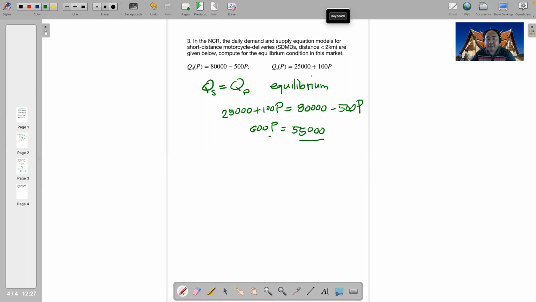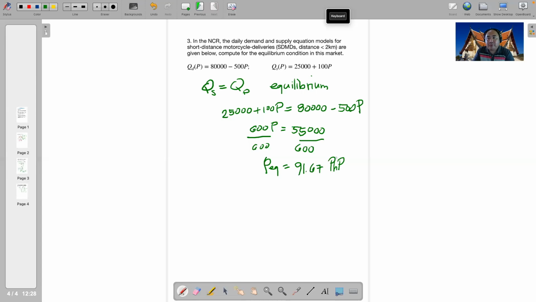And if we do the division, allow me to use a calculator right now because the numbers are too big. You have 55,000 divided by 600. So we get an equilibrium price of 91.67 Philippine pesos.